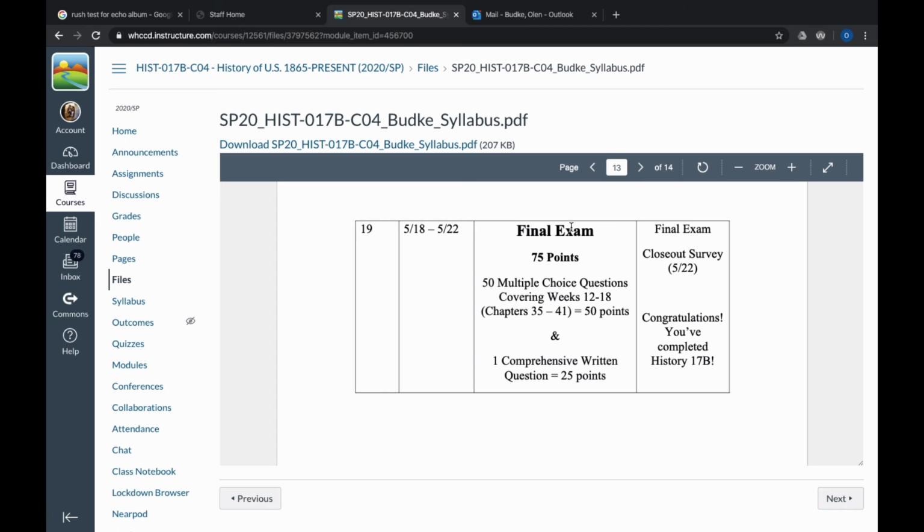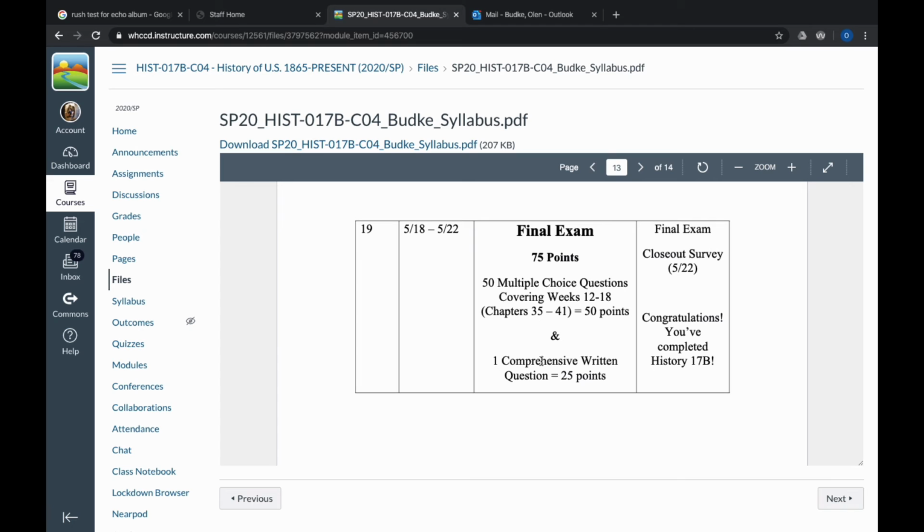Let's get down to the final exam. So the midterm covers all of the chapters, it has questions from all of the chapters that we'll be covering up to the point that we take the midterm. The final exam is 2 parts, 50 multiple choice questions worth a total of 50 points, covering the second part of the semester, weeks 12 through 18, so those weeks after the midterm. And these chapters, 35 through 41. So it's not going to overlap. It's not what we call comprehensive, where it's going all the way back to the start of the course. It's just really the second part of this class that it's covering.